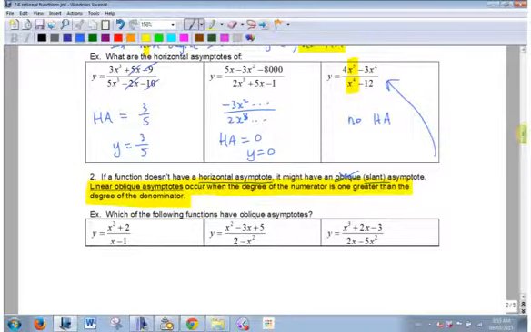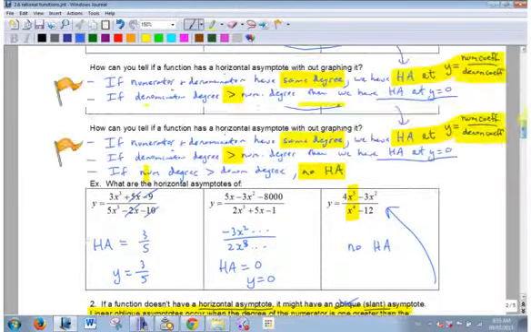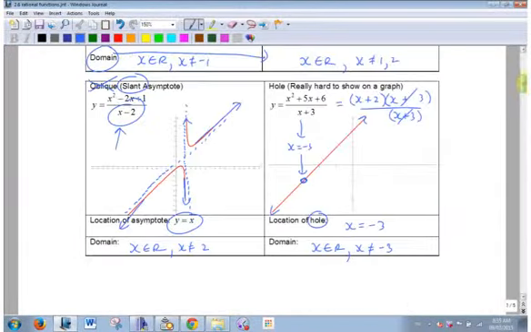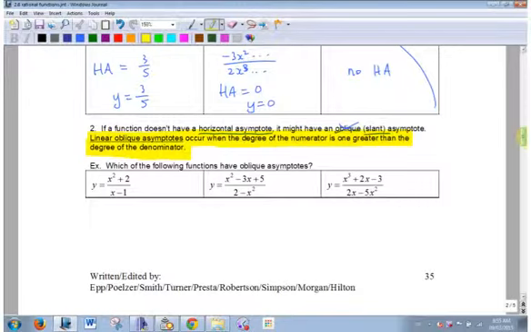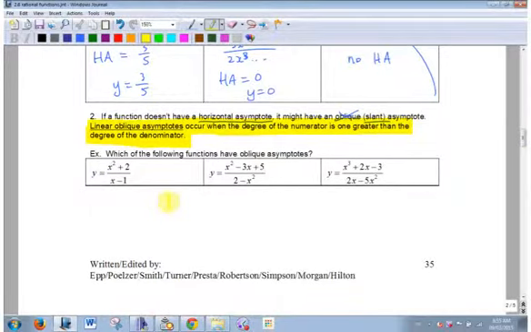Did we already see a slant asymptote? I think we did. Is the degree of this 1 greater than the degree on the denominator? You bet. Slant asymptote. Okay, which one of these will have a slant asymptote? First one? Yep.